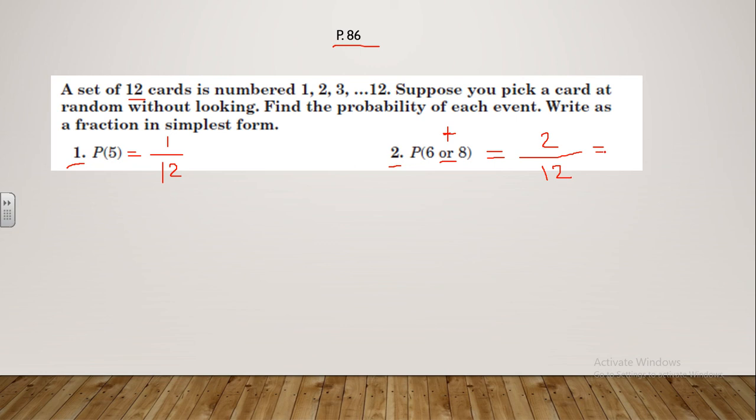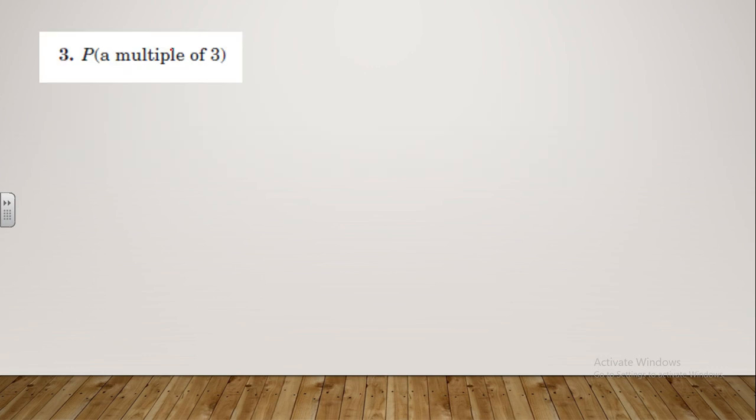And guys, can we make it more simple? Perfect. So 2 over 12. How can we make it simple? By dividing by what? Excellent, by dividing by 2. So 2 divided by 2 equals 1, and 12 divided by 2 equals 6. Great job. Let's continue.